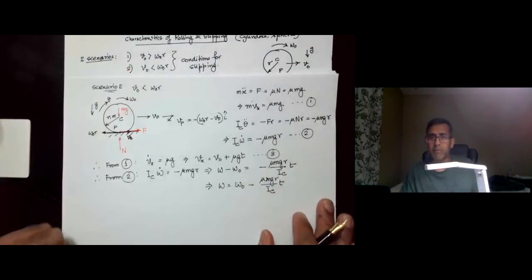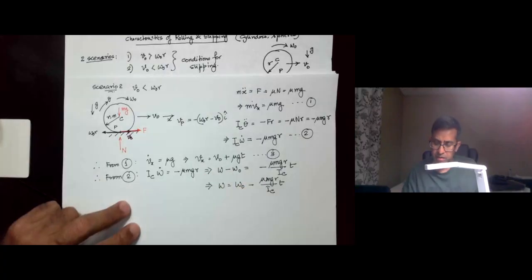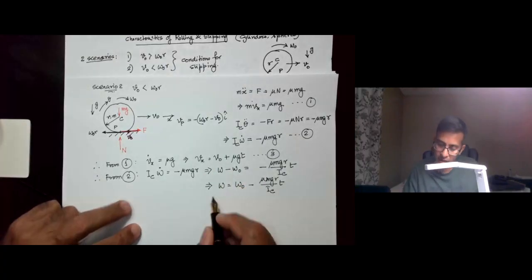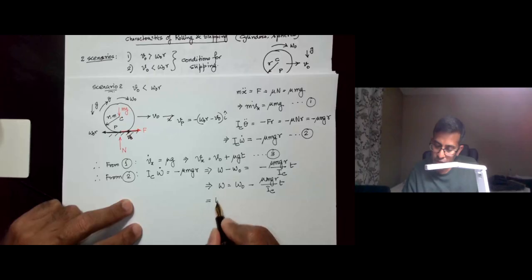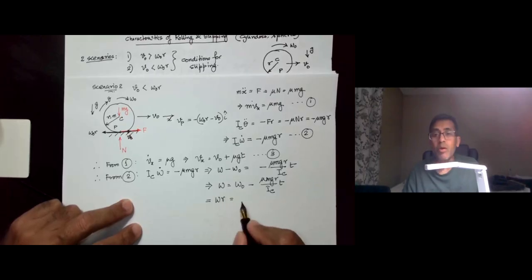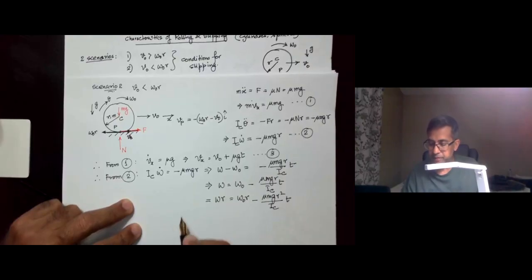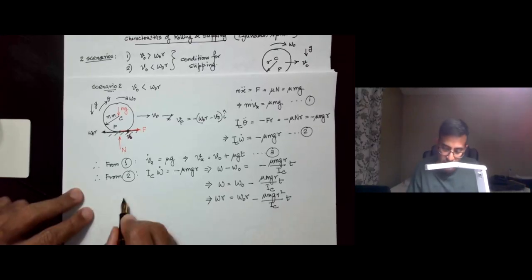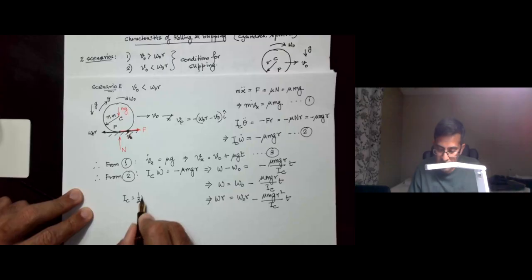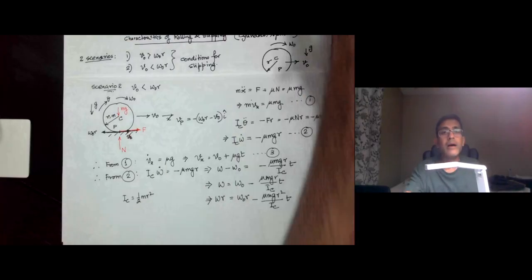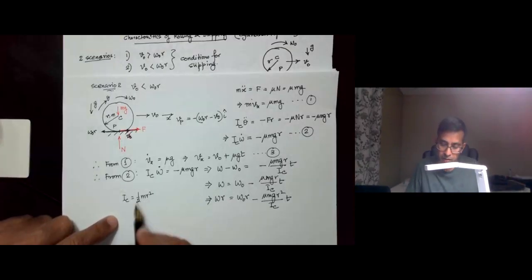And since we have been comparing not the angular velocity with v, but rather angular velocity times r, it's probably appropriate to right away express the variable omega times r. So omega times r is equal to omega naught times r minus mu mg r squared over IC times t, right? And for a disk, IC is half mr squared.